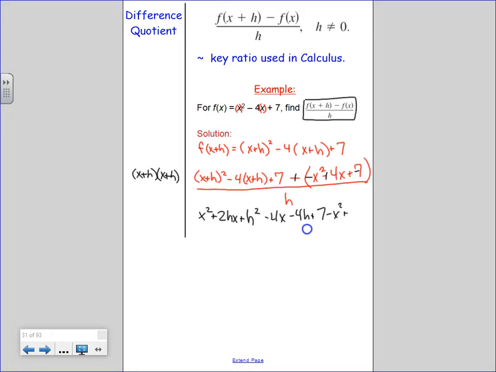Now we're good. Double check me. Looking? Tracking? Thinking? Not just following? Alright. Now it cancels. Huh. Wow, lots of stuff left. What's still there? 2hx plus h squared minus 4h.